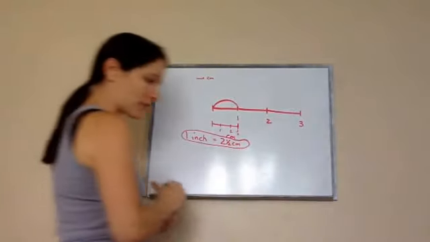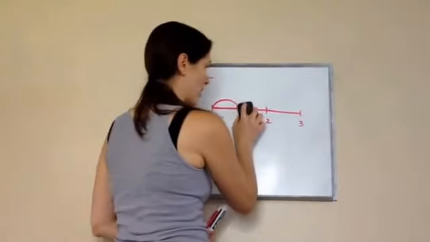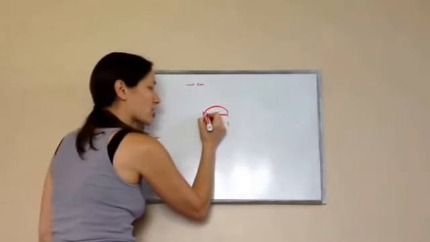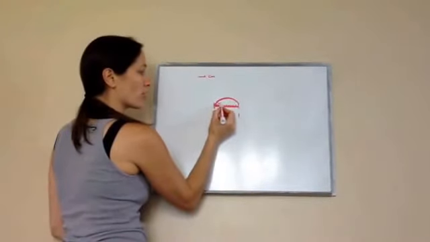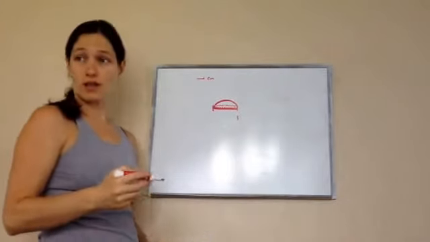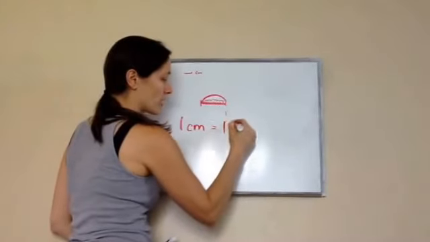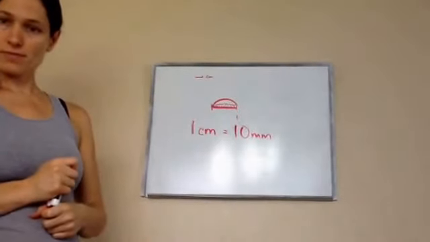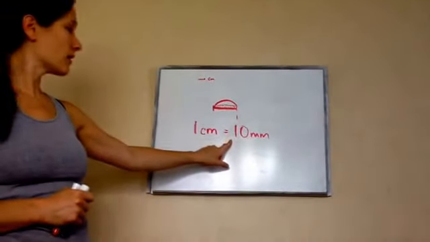Okay? So basically what that would look like is this. Let me show you. Let's pretend again that we are magnifying something, and let's just say this is 1 centimeter. It actually has 10. 1, 2, 3, 4, 5, 6, 7, 8, 9, 10 jumps in it. Okay? So write down this: 1 centimeter equals 10 millimeters.